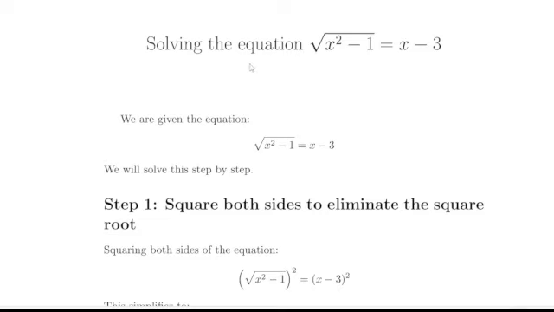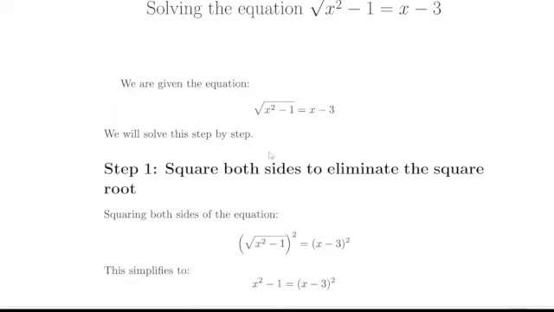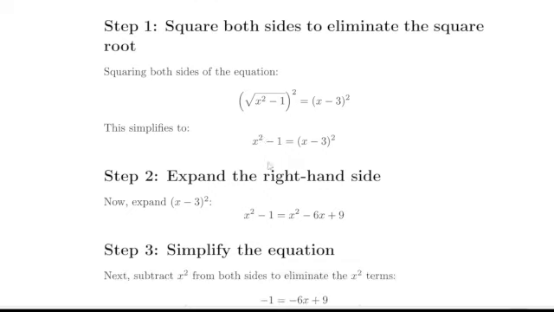In this video, we want to solve the equation square root of x squared minus 1 equals x minus 3. The first thing is to get rid of the square root, and the way we get rid of the square root is by squaring both sides. So when I square both sides, we have x squared minus 1 on the left is equal to the quantity of x minus 3 squared.